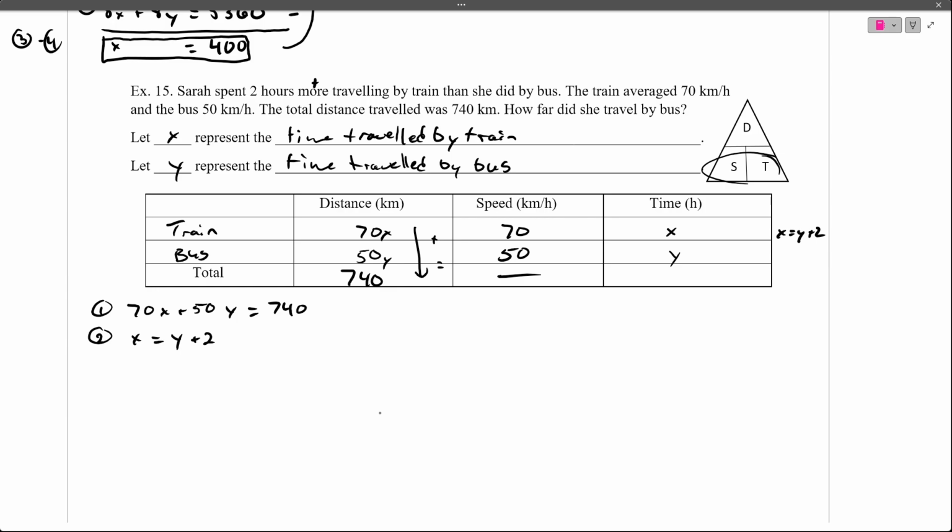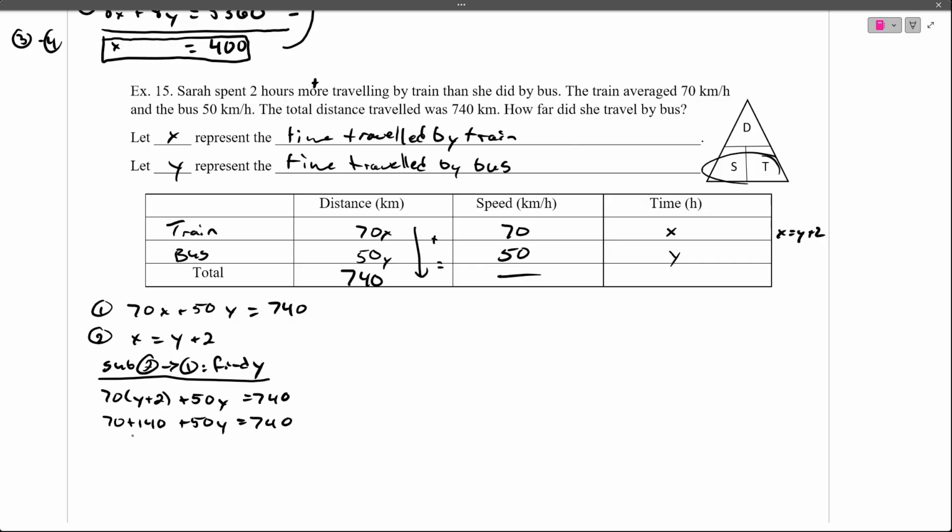All right. So in that case, we don't need to do elimination. We can just do substitution this time because we've already isolated for x. So let's do that. Let's say sub 2 into 1, and we're going to find y. So wherever we see an x, we're going to put a y plus 2. So we have 70 multiplied by y plus 2 plus 50y is equal to 740. So 70y plus 140 plus 50y equals 740.